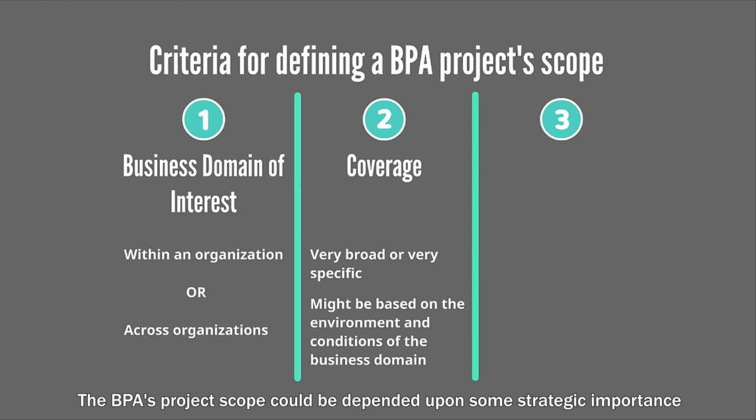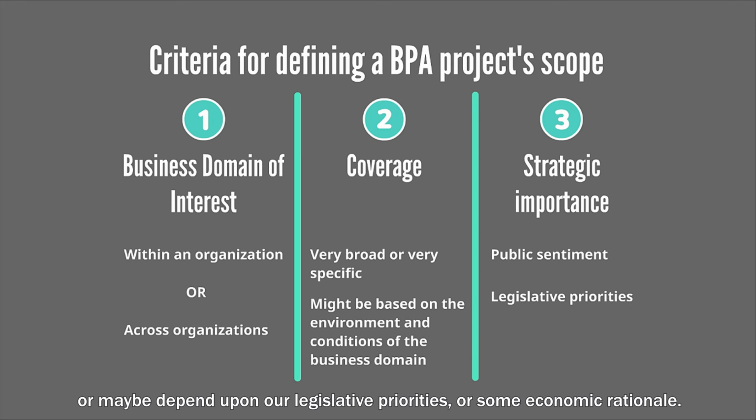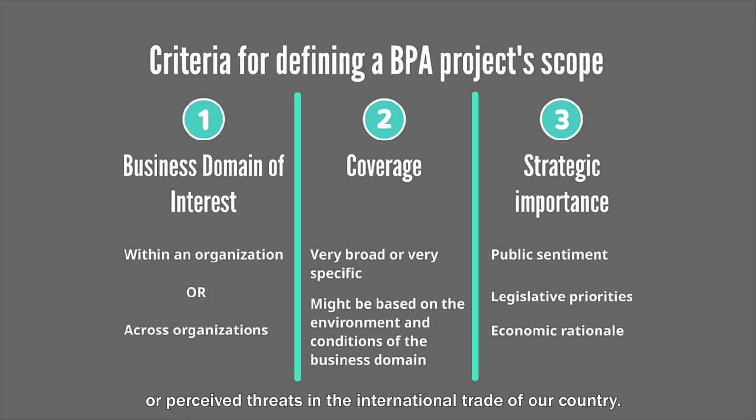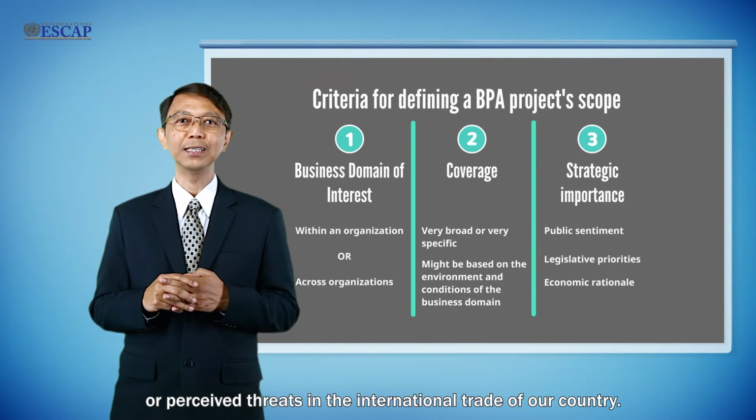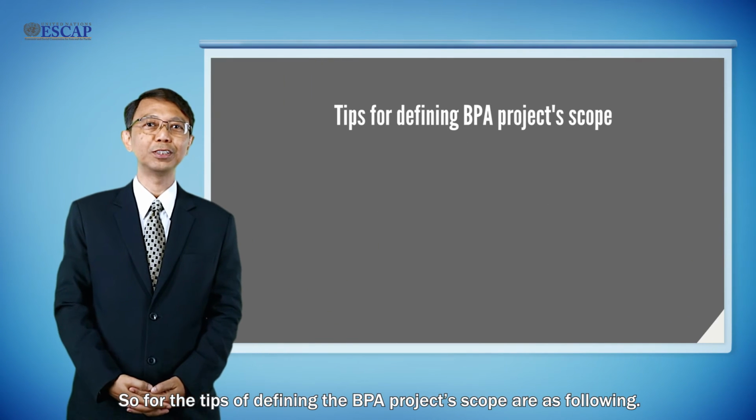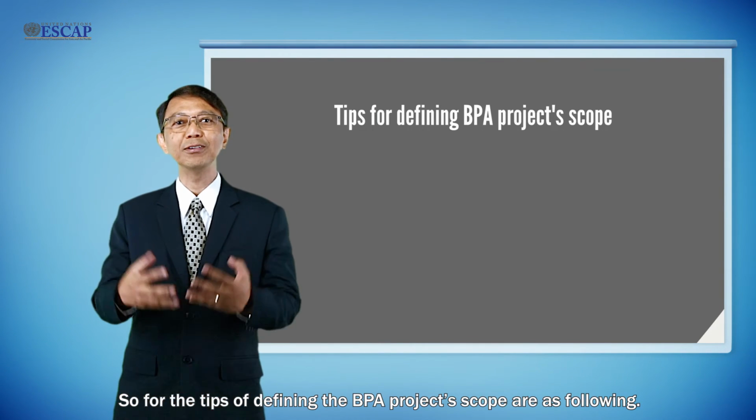The BPA project scope could depend upon some strategic importance because of public sentiment or public interest, or maybe depend upon legislative priorities or some economic rationales. For example, within a country, you might be interested in looking at some strategic export product or perceived threats in the international trade to our country. So, the tips for defining the BPA project scope are as follows.